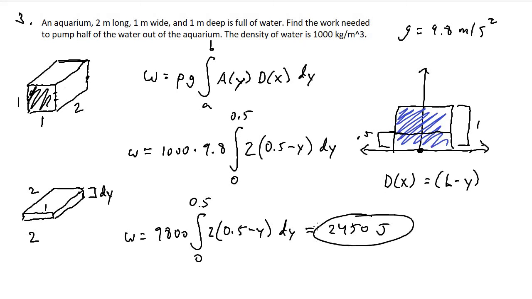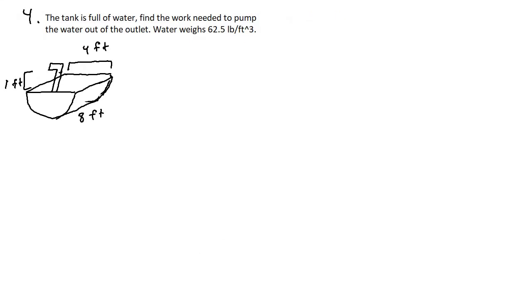So now for number 4, the tank is full of water. Find the work needed to pump the water out of the outlet. And it gives us water weighs 62.5 pounds per cubic feet. So once again, the work formula here, when it gives us a certain density, work is going to equal density times gravity times the integral from a to b of the cross-sectional area function times the distance function.